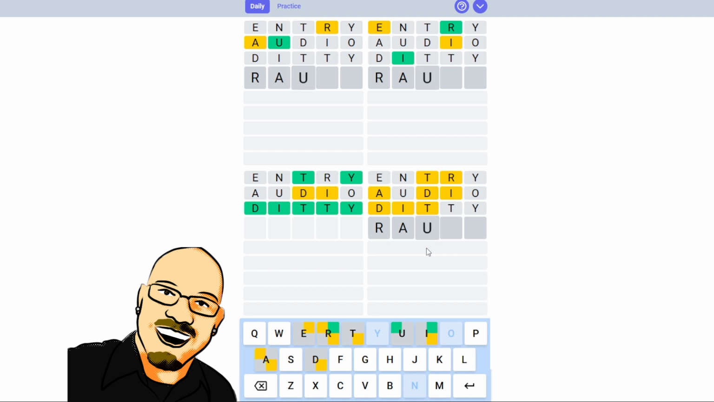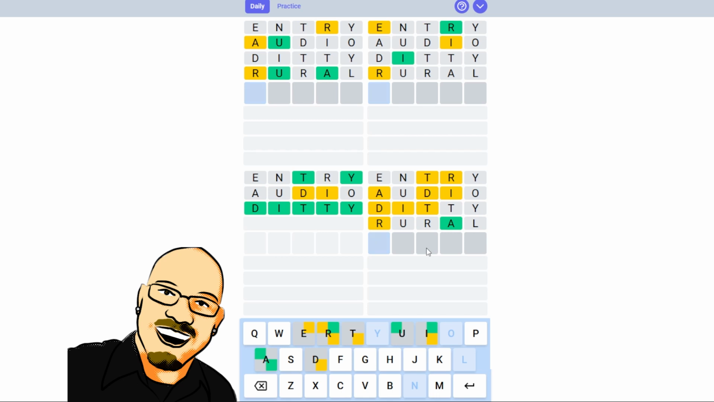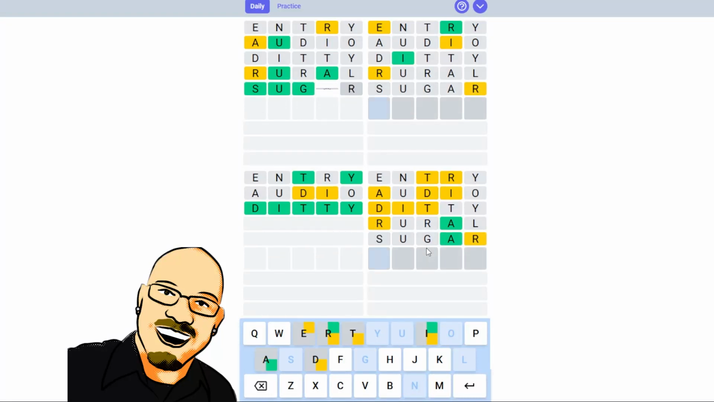How about RAU? All right, sorry. RU. What about the word rural for puzzle one? Let's check that double R. Obviously, we just ran into that. So blank U blank A R. What could that be? Lunar is already out. Sugar? Probably the word sugar. Let's throw that up there. If it wasn't, at least we get to throw out the S and G as options.